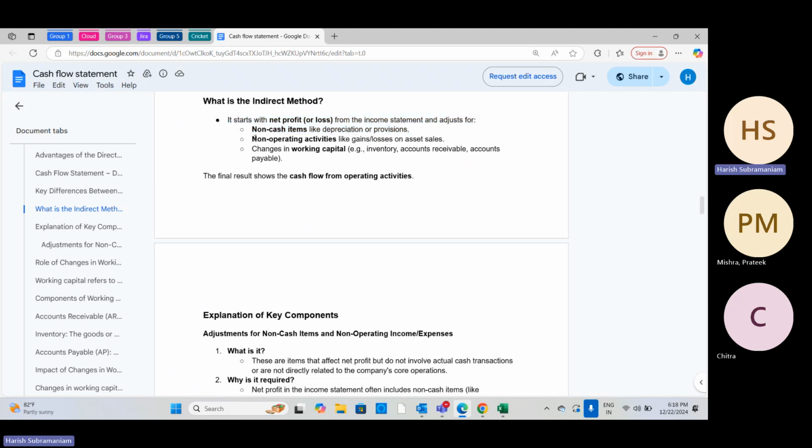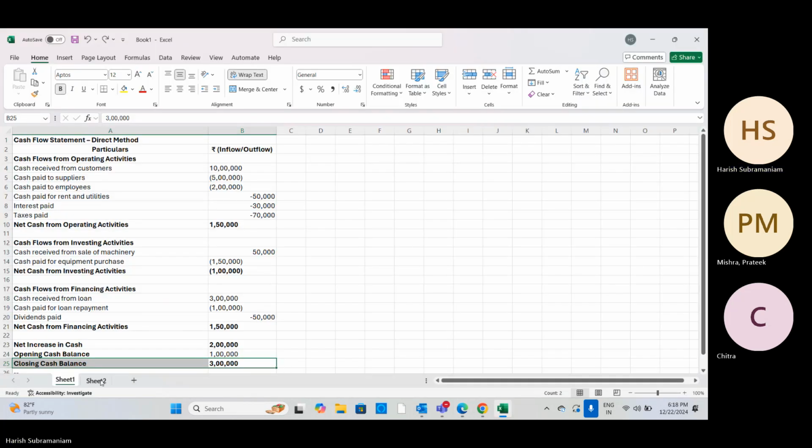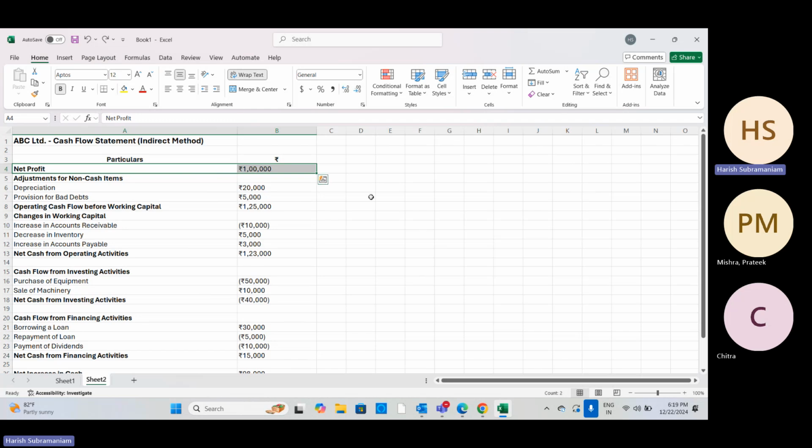And then there are non-operating activities. We'll look at all this, and changes in working capital. We'll look at all this as we look at the actual indirect method. So this is the indirect method. Okay, we look at the net profit. We always start from net profit. So this is the net profit that has come from the income statement, the P&L statement, the profit and loss statement.